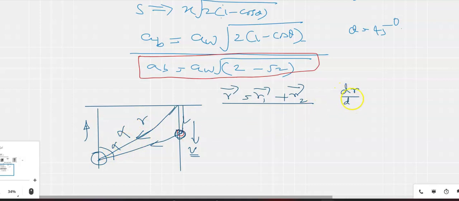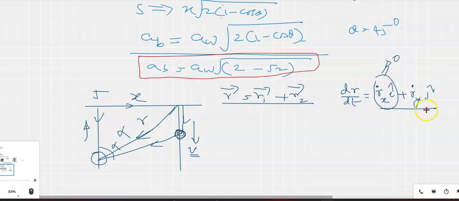dr by dt. We can write it as r dot x i plus r dot y j. That is, I take this to be x and this to be j. That is, I take my xy axis like that. Then this is a vector, and we can see the projection of this vector on x is not changing. So this is always 0.